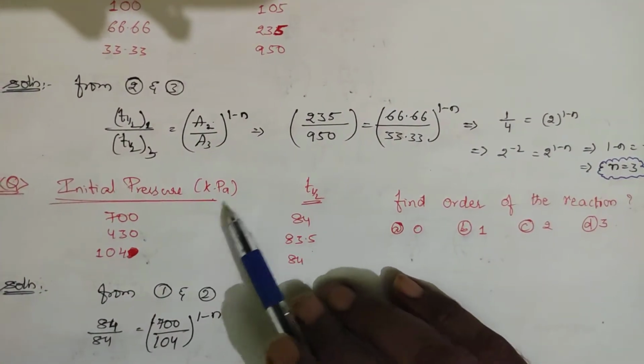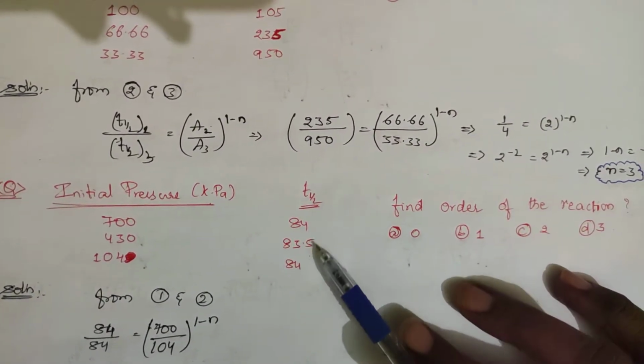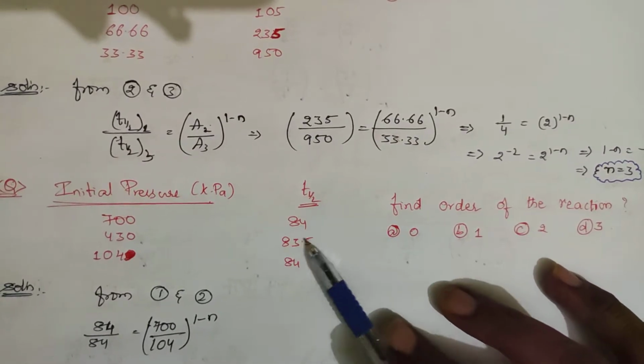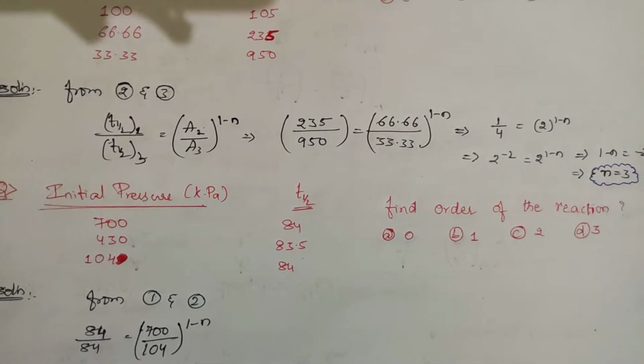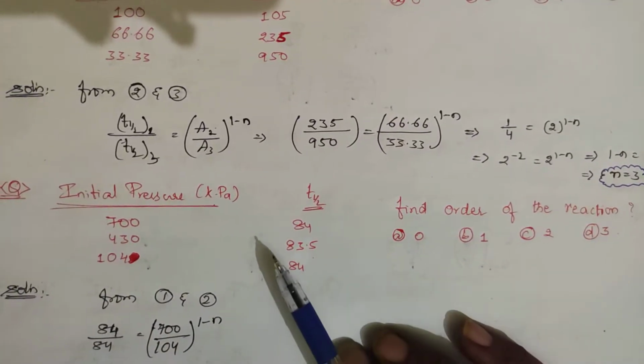So take this question. Initial concentration in kilopascals 700, 400, 104. T half is 84, 83.5, 84. See, this one is also approximately the same. Find the order of the reaction. The options are 0, 1, 2, 3. Pause the video and try to solve that.